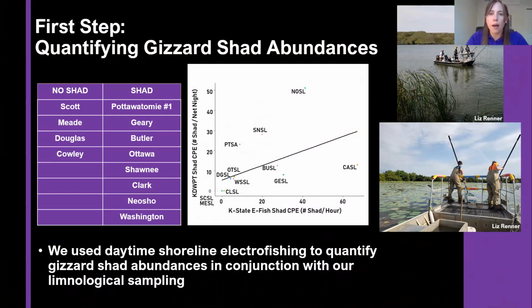We did this using a combination of two techniques: standardized fall gillnet surveys conducted by the Kansas Department of Wildlife and Parks, and daytime shoreline electrofishing. And we saw some concordance between the two sampling techniques. Ultimately, we settled on using our electrofishing survey data for our models because it was collected on the same temporal scale as our limnology sampling.